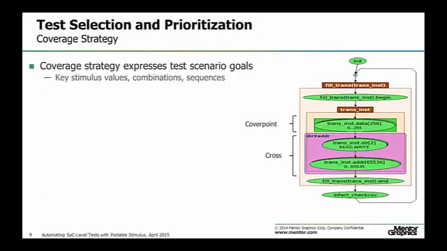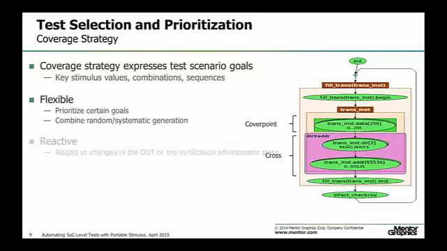The second part of the description is the coverage goal, where you express what scenarios you're interested in seeing. This can be either simple data values or combinations of values, or certain sequences or combinations of sequences. So you can use constructs like simple cover points or crosses of variables or sequences, and you can prioritize them, and you can combine random and systematic generation. Once you have defined a coverage goal, it will be systematically targeted, while you can leave other things like particular data and address values to be randomized.